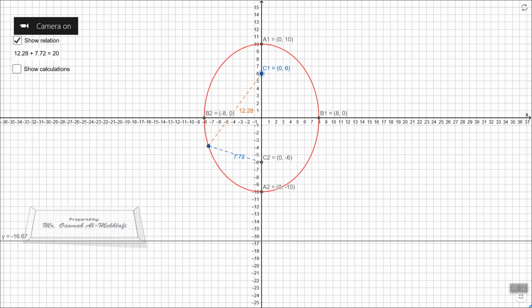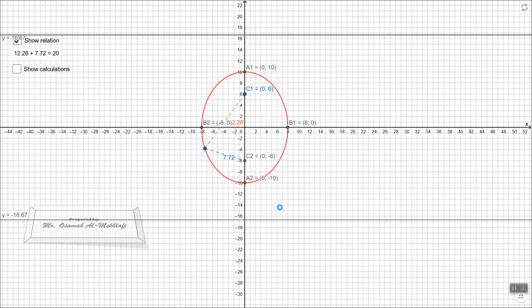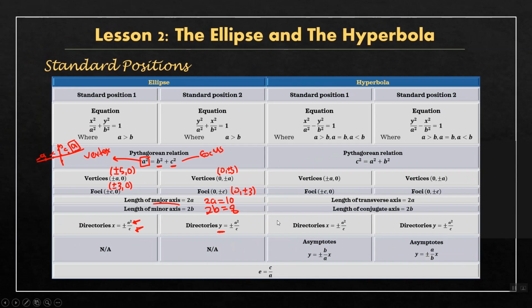The directrices in the second standard position are not cutting the x-axis, they're cutting the y-axis. This is why they are y equals. You see, the directrices here, they cut the y-axis, this one and this one. They cut the y-axis, and that's why the equation is y equals, but it's exactly the same relation, plus minus a squared over c. Okay.